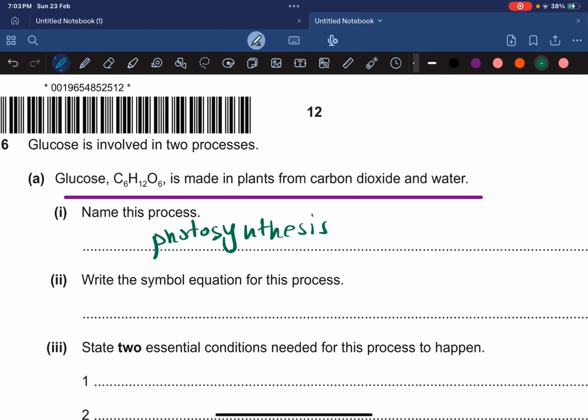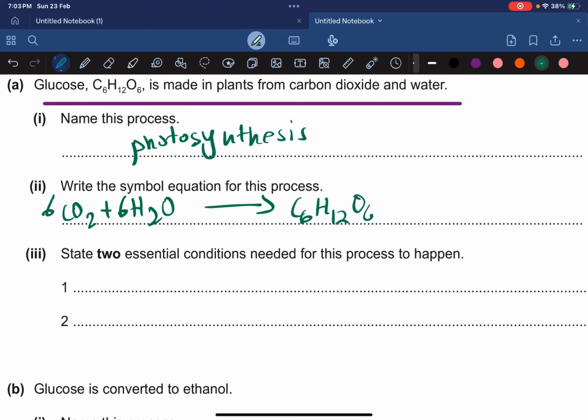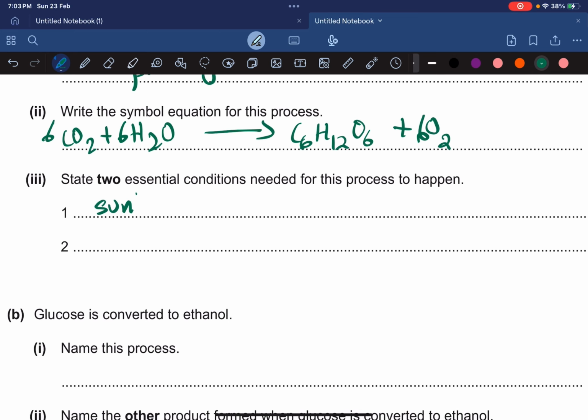Okay, write the simple equation for this process. You should know, you take your carbon dioxide, you take your water, you take 6 of this, you form C6H12O6, and you form oxygen gas, which is 6 also. State two essential conditions needed for this process to happen. Photosynthesis can't take place without sunlight, and if you don't have chlorophyll, you cannot do photosynthesis.